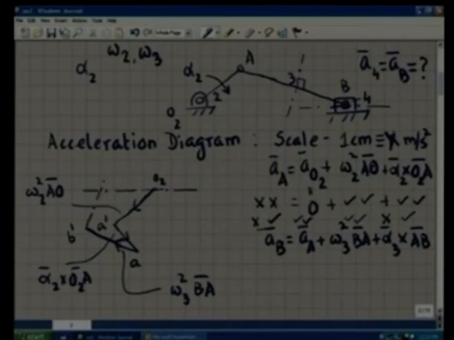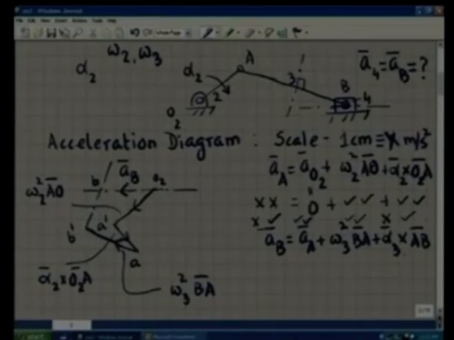So I draw this perpendicular line. This perpendicular line drawn through B prime, perpendicular to the line capital AB, is this line, and the horizontal line drawn through O2 is this line. So this equation suggests that the intersection of these two lines, which I can denote by small b, and O2b will represent the acceleration of the point B.